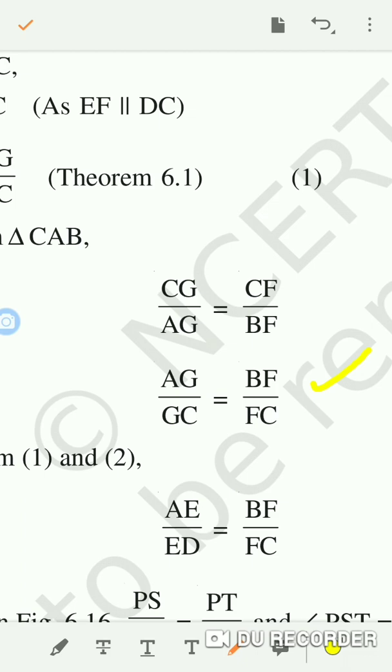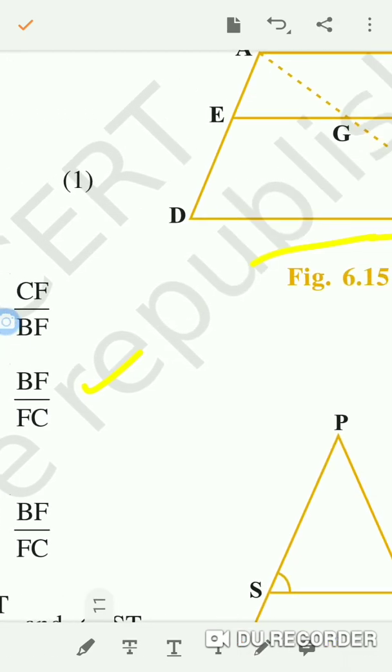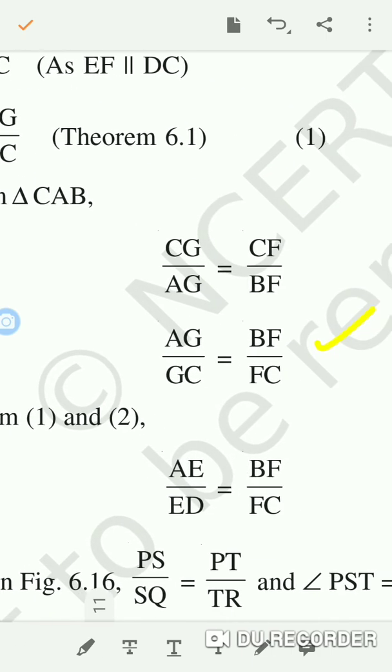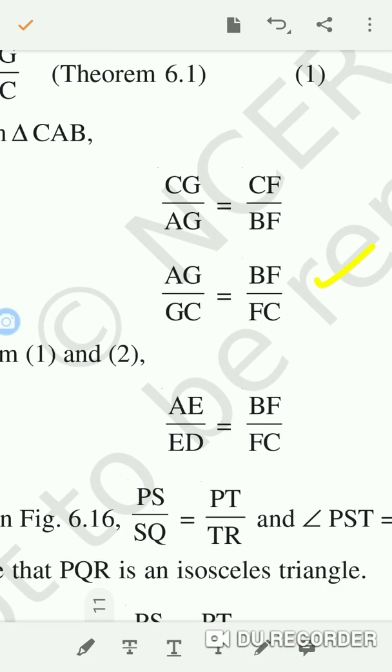Now you can see these two equations. See, AG upon GC is equal to BF upon FC. Here AG upon GC is equal to AE upon ED. So one side of both of these equations is the same. So the other side, AE upon ED is equal to BF upon FC. So from 1 and 2 we have reached at this step, AE upon ED is equal to BF upon FC.